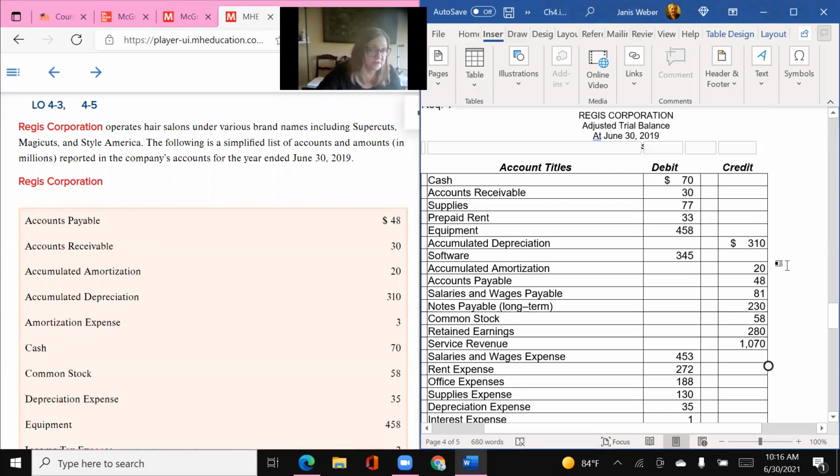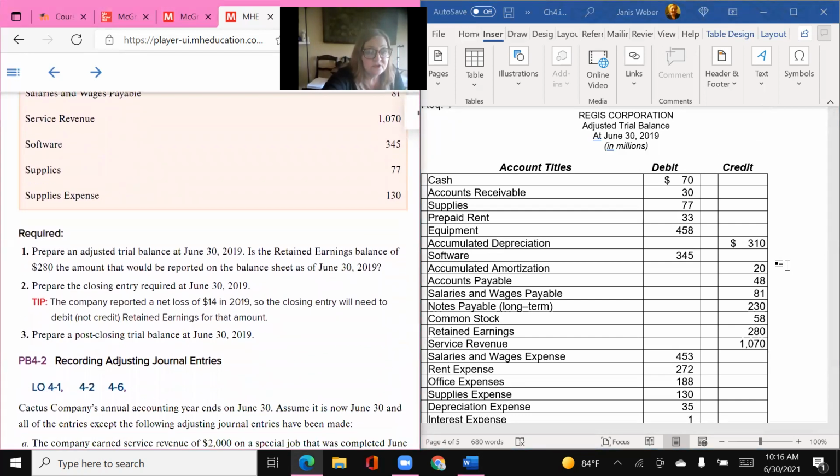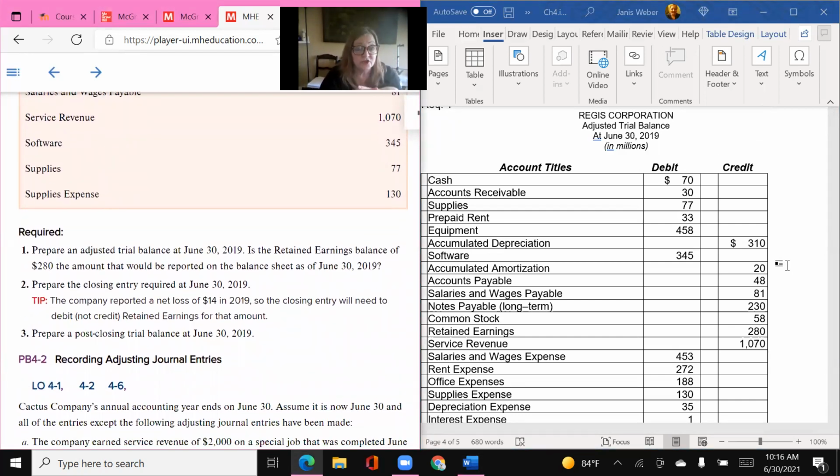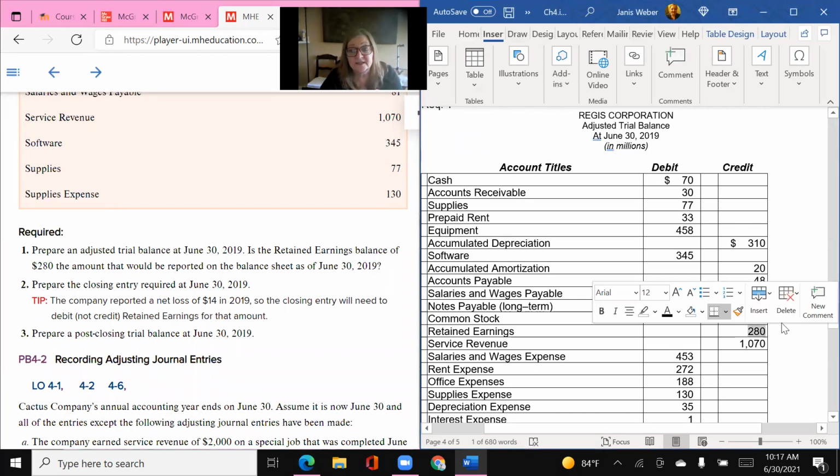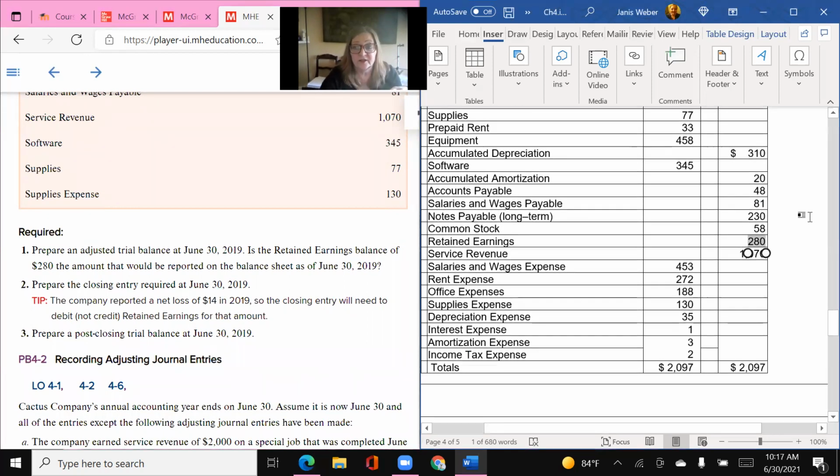Okay, so we have a trial balance. Let's look at the directive and see what else they told us to do. They said in the requirements to prepare an adjusted trial balance at June 30. And they ask, is the retained earnings balance of 280 the amount that we reported on the balance sheet? No. The retained earnings that shows up on an adjusted trial balance is the beginning-of-the-year retained earnings, because these accounts have not been closed out yet. These revenue and expense accounts would have to be dumped into retained earnings in order to get the ending retained earnings balance, right? And so that's what they want you to do.